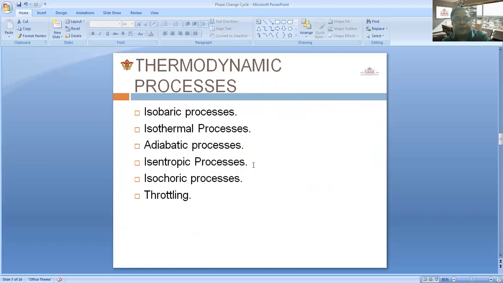What are the thermodynamic processes? They are the isobaric process, also called the constant pressure process; the isothermal process, also called the constant temperature process; the adiabatic process, the isentropic process, the isochoric process, and the throttling process, which are used in the thermal power plant.